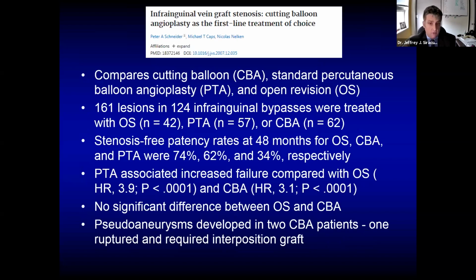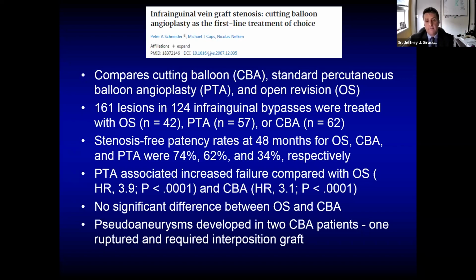What about cutting balloons? We mentioned cutting balloons earlier. I tend to be a little conservative using cutting balloons because I don't want to rupture my bypass. I would put a stent in generally before doing a cutting balloon. Comparing cutting balloons, standard percutaneous balloon angioplasty, or open revisions, looking at 161 lesions and 124 bypasses, they had a pretty evenly distributed open surgical, angioplasty, and cutting balloons.